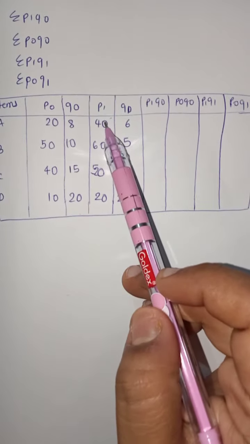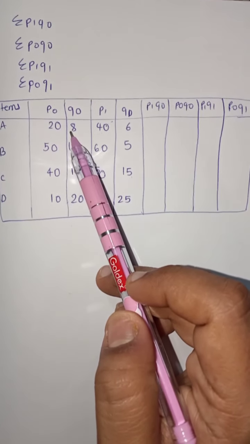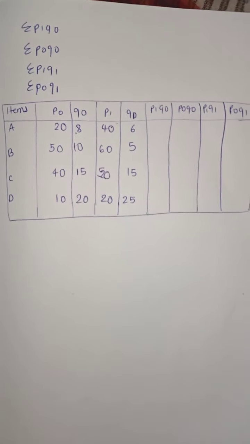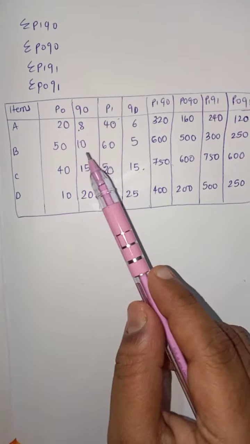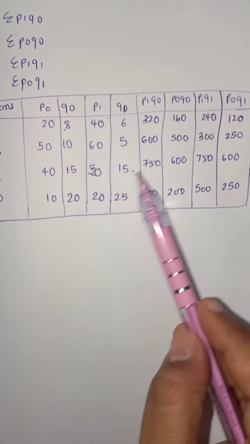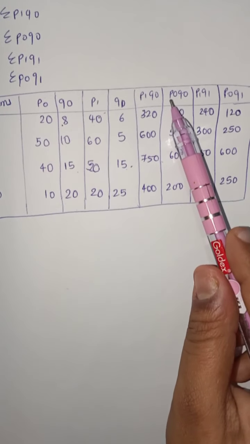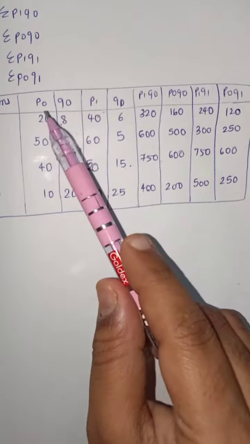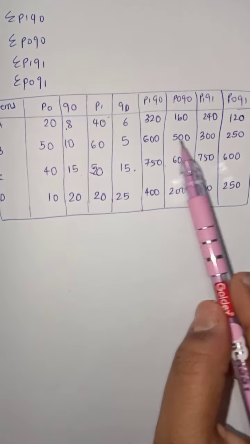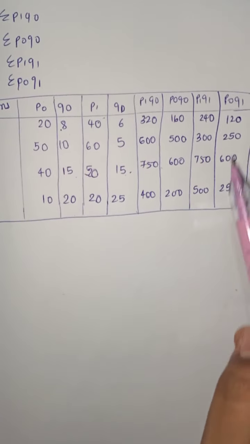Our P1 is 40, Q0 is 8. So 40 into 8 we get 320. Similarly, 60 into 10, 600; 15 into 15, 750; 20 into 20, 400. The next column is the value of P0 Q0. 20 into 8 we get 160, 50 into 10 we get 500. Similarly, we have to calculate all the other required values.